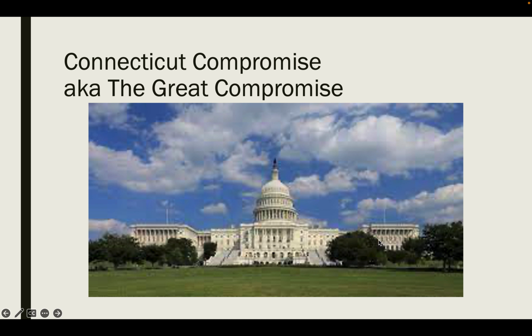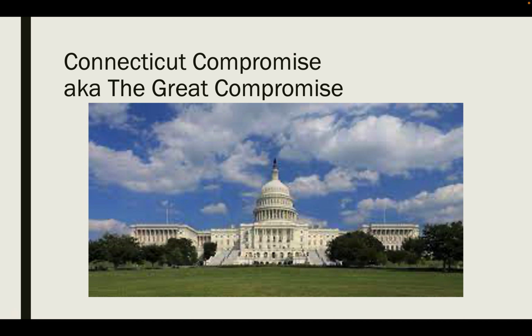And so the compromise is we're going to go with a bicameral legislature. We're going to have the House of Representatives, that's called the lower house, be based on population. So the more population a state has, the more representation that they are going to get. Over here on the left-hand side is where the Senate meets.